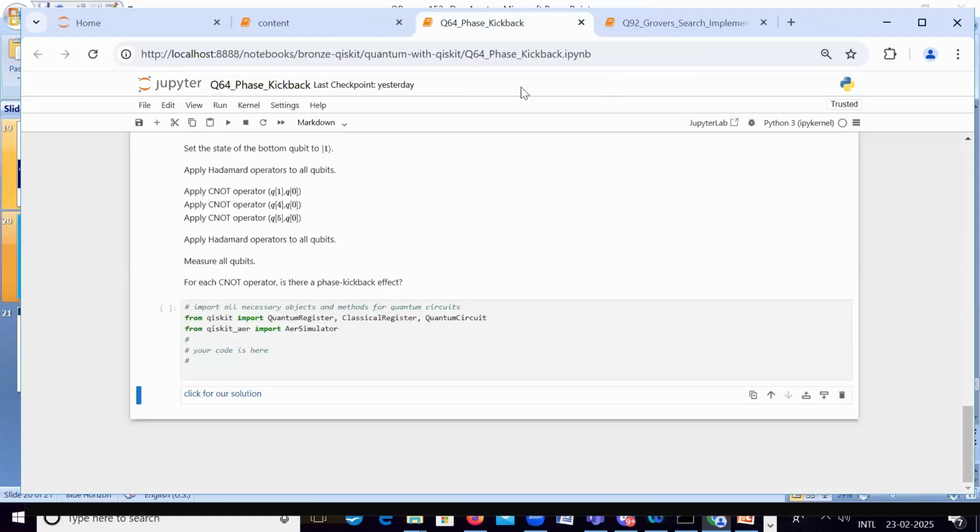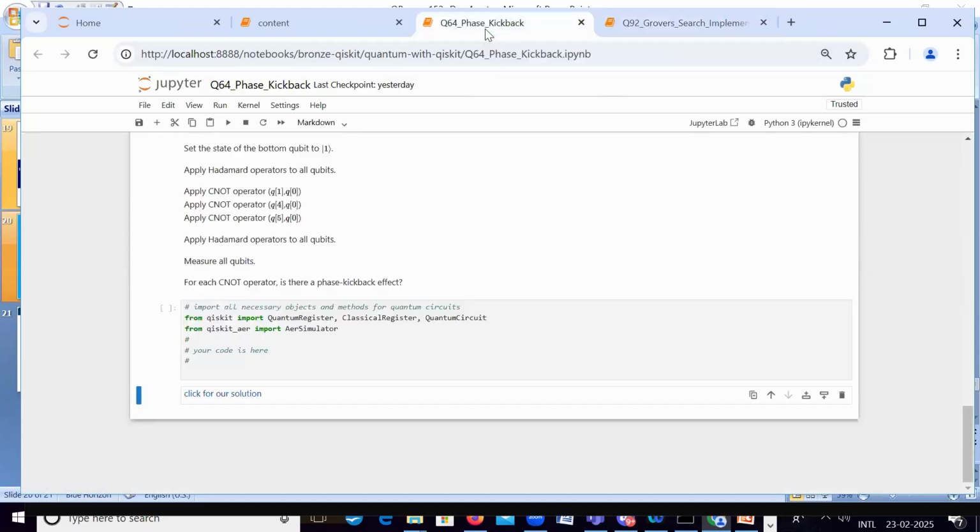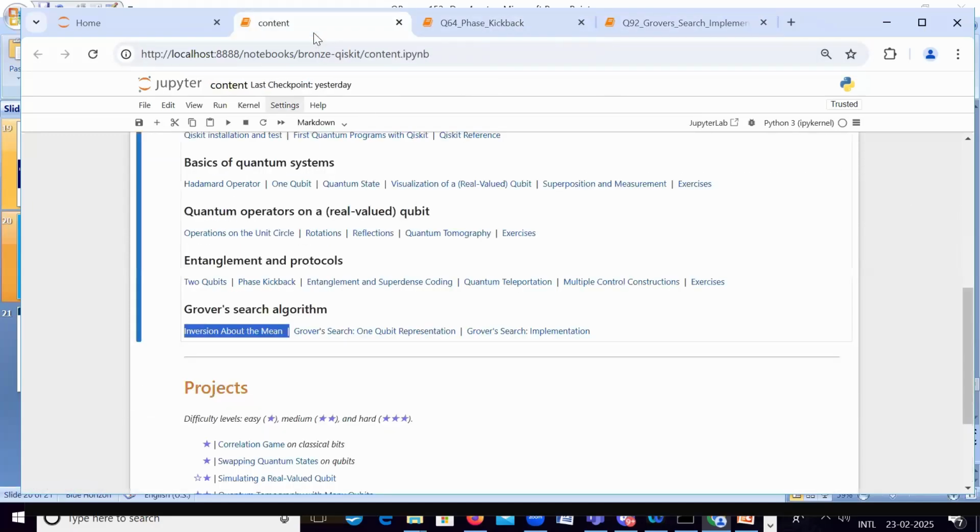Now next, as we are lacking time, we will be starting with the inversion about the mean.